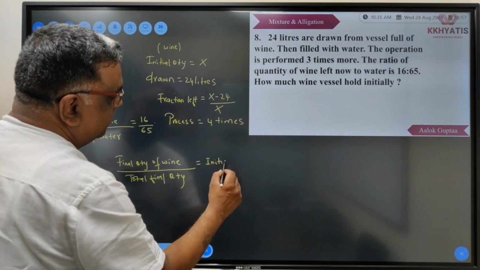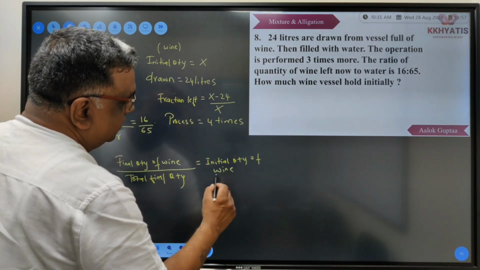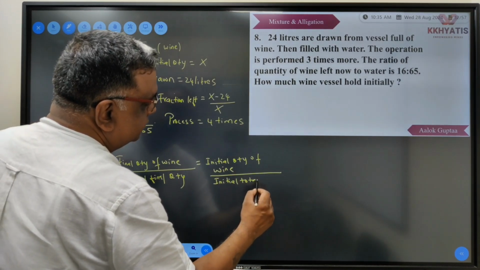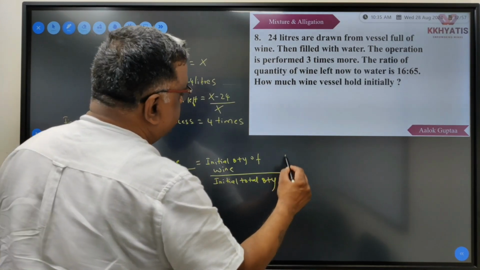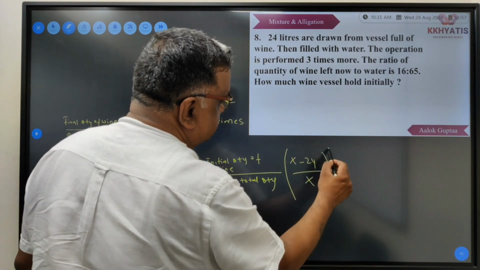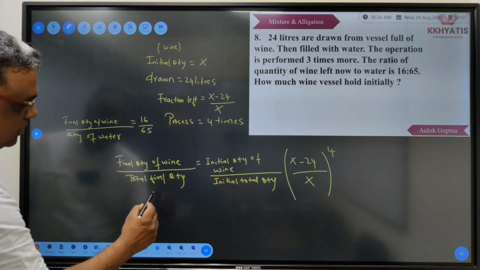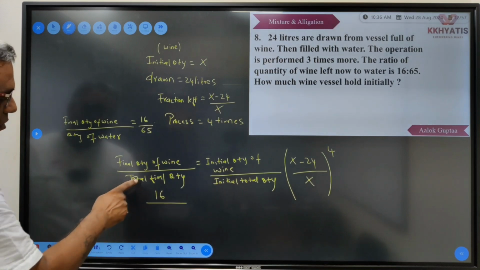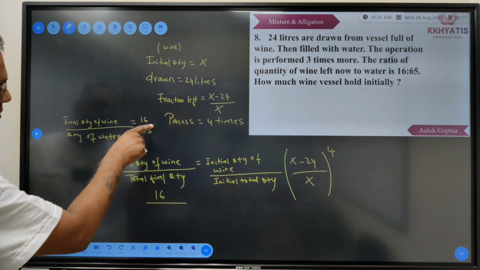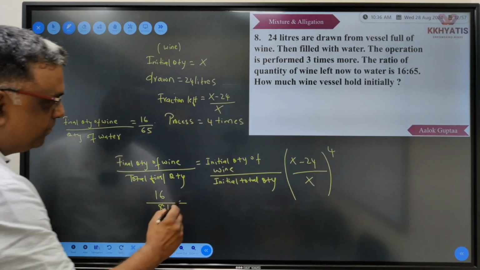is initial quantity of wine upon initial total quantity into fraction left, which I already know here, so I will directly put it there. And I'm doing this process 4 times. So final quantity of wine is 16, so I will write 16 here. And what is total final quantity? Water is this much, wine is this much. So if I add these two, that will be total quantity. So the ratio would be 16 upon 81, 65 plus 16.